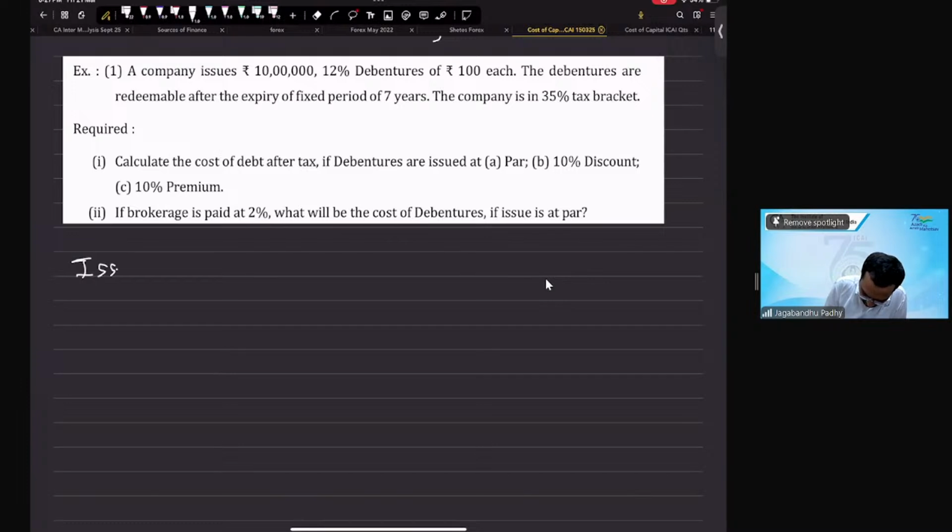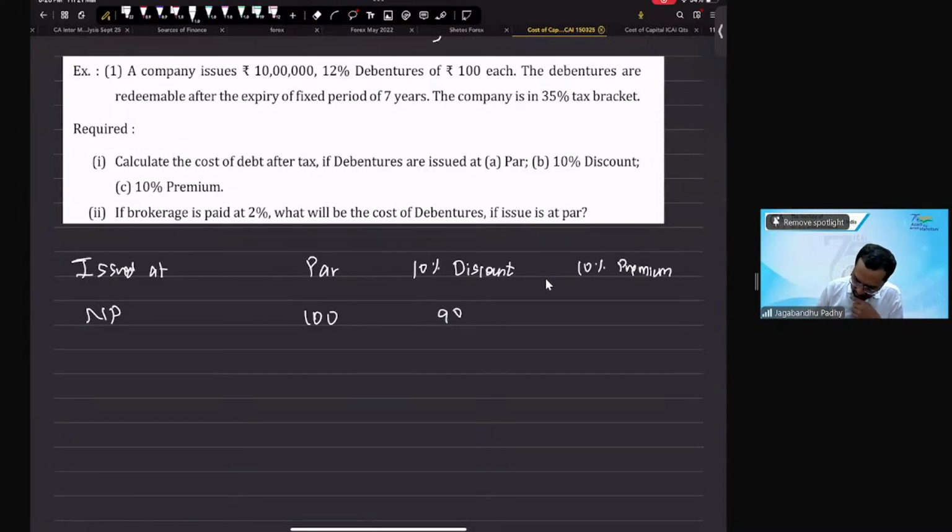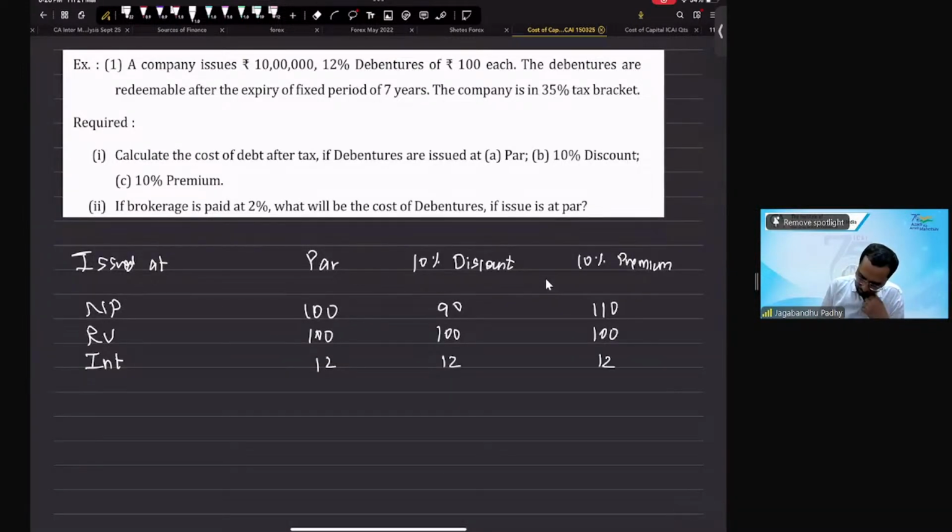So these are three different cases: issued at par, 10% discount, and 10% premium. Here we need to look at the net proceeds. Net proceeds is obviously going to be 100. With a 10% discount, that's going to be 90. If it's a 10% premium, that's 110. The redemption value, of course, we assume is going to be redeemed at par. Interest is 12, and the period is 7.